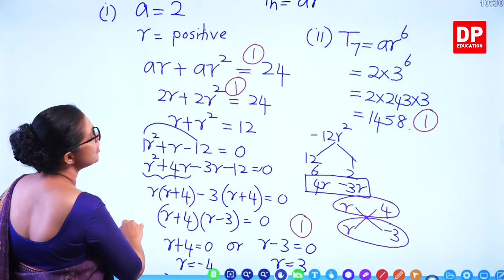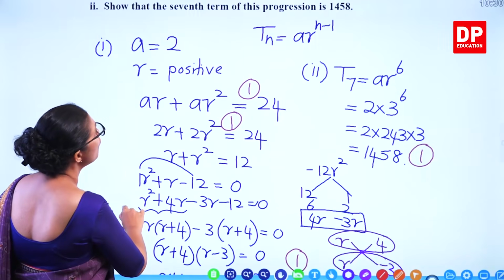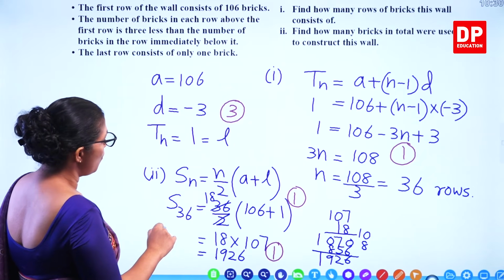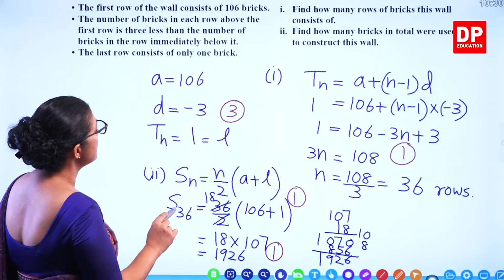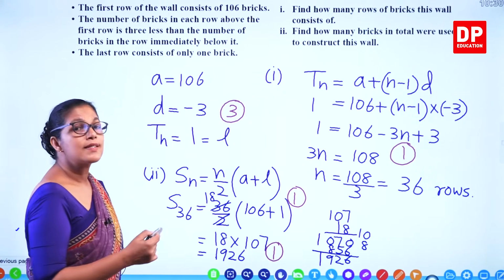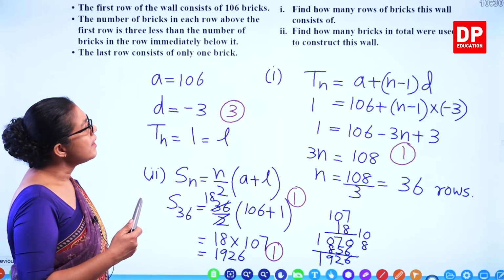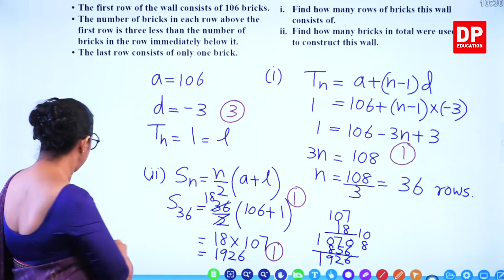1, 2, 3, 4. 4 for this step. So what about the previous one? 4, 5, 6, 7, 8, 9, 10. So 6 for the first part and geometric progression only 4 marks.